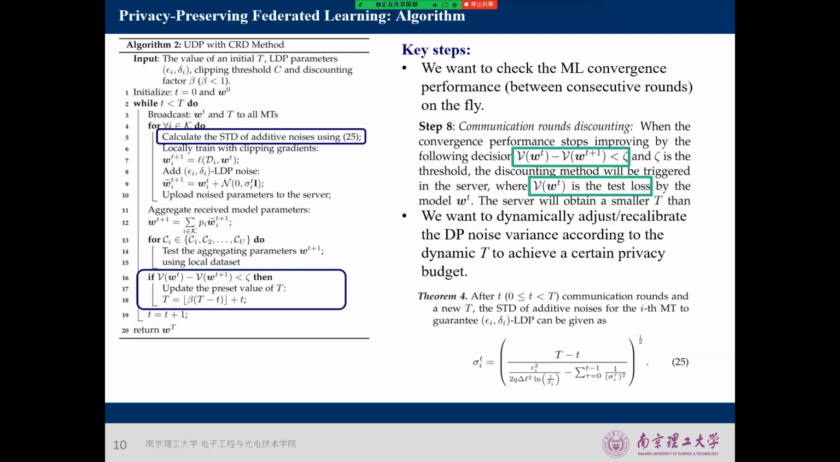That's true. There are some equations, some correlations about that. So we have three parameters: the total communication round T, the noise power, and the total privacy budget epsilon. Now if we decrease the total communication round T, we get a new value of T. According to the new value of T and the total privacy budget epsilon, we can calculate a new noise power, the sigma, sorry.